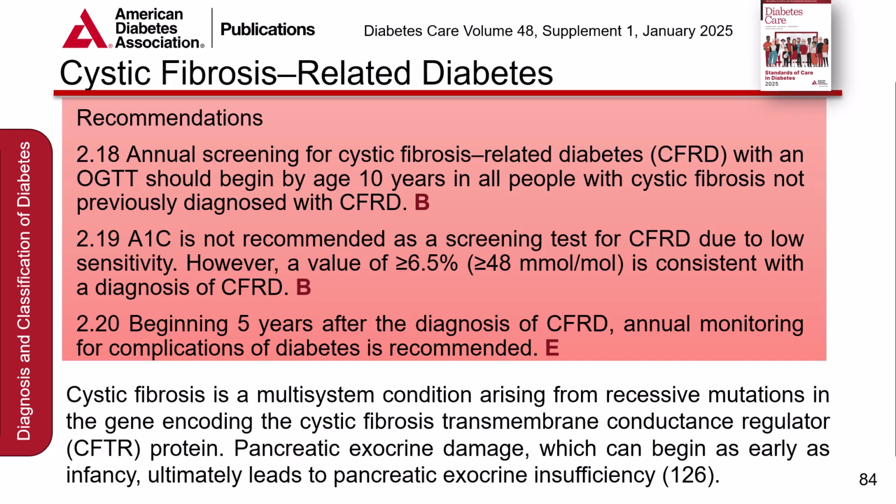However, a value of greater than or equal to 6.5%, greater than or equal to 48 millimoles per mole, is consistent with a diagnosis of cystic fibrosis-related diabetes. Level of evidence B. 2.20. Beginning 5 years after the diagnosis of cystic fibrosis-related diabetes, annual monitoring for complications of diabetes is recommended. Level of evidence C. Cystic fibrosis is a multi-system condition arising from recessive mutations in the gene encoding the cystic fibrosis transmembrane conductance regulator protein. Pancreatic exocrine damage, which can begin as early as infancy, ultimately leads to pancreatic exocrine insufficiency.